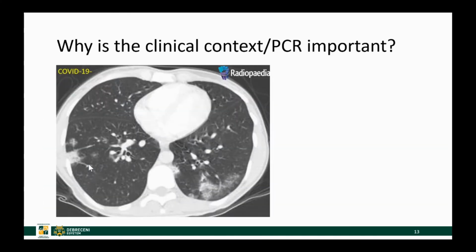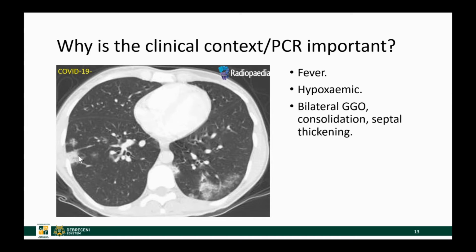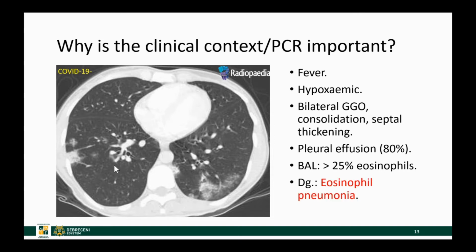Now, I mentioned that the clinical context and the PCR information is very important for us, and here's a case to illustrate that. This patient had also high fever, he was hypoxemic, and as you can see on the CT, there are multiple areas of ground glass opacities and consolidations. There is also septal thickening. So up to here, you could say that this patient is suspicious of having COVID-19 pneumonia. However, there was pleural effusion, and the bronchoalveolar lavage showed the presence of eosinophils, and so the final diagnosis was eosinophilic pneumonia.